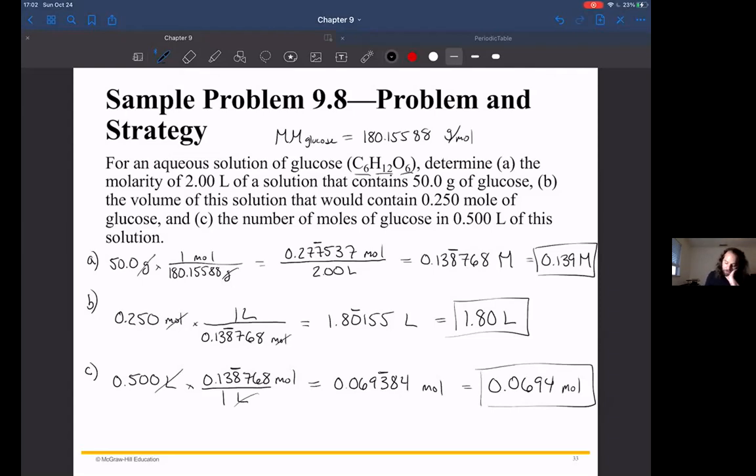So first we calculated the concentration in molarity, and then we used that molarity as a conversion factor to either go from moles to liters or from liters to moles. We could go either direction.